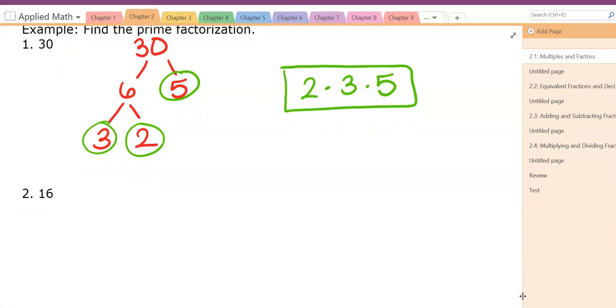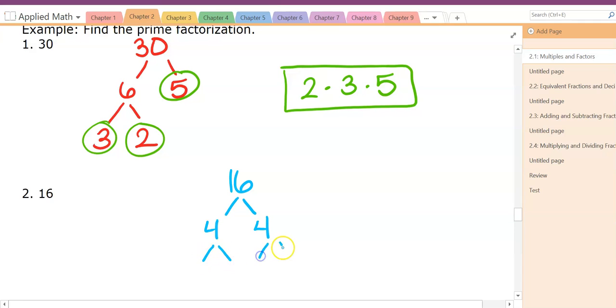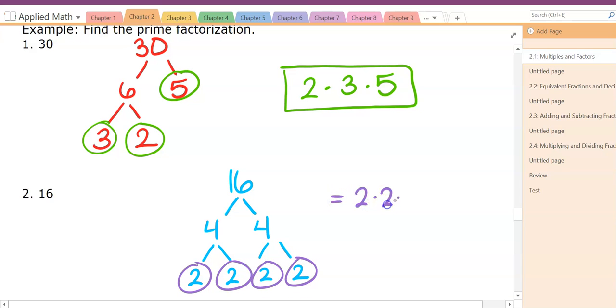Okay, let's look at 16. What are 2 numbers that go into 16? 4 and 4. And how would you break down the 4s? Good, 2 and 2. And your 2s are prime, so I just circle them. So you could write this out as 2 times 2 times 2 times 2, or we could do 2 to the 4th.